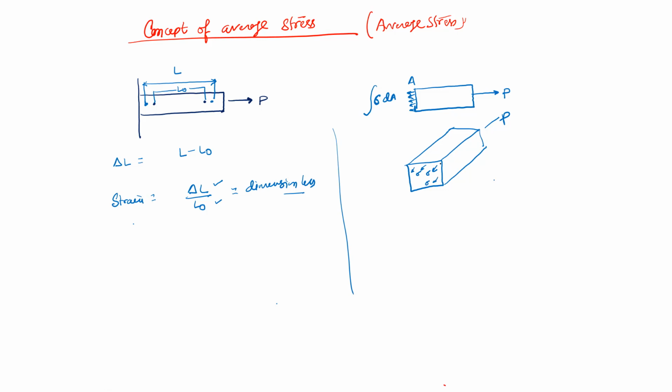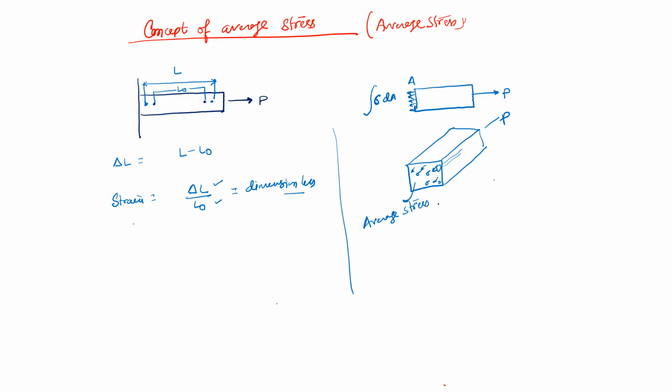But it doesn't happen so. Why? Because suppose here the grains may be bigger, the grains may be smaller, the orientation of grains may be different. Then in some region there can be defects, some inhomogeneity. So that's why the stress here, we should assume it as the average stress.